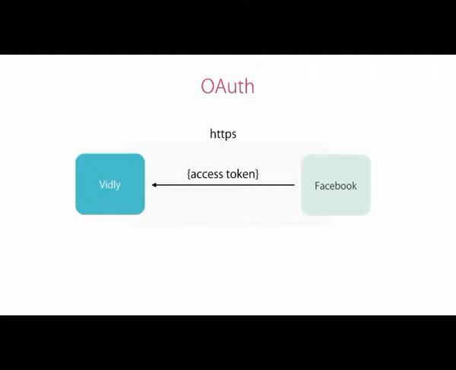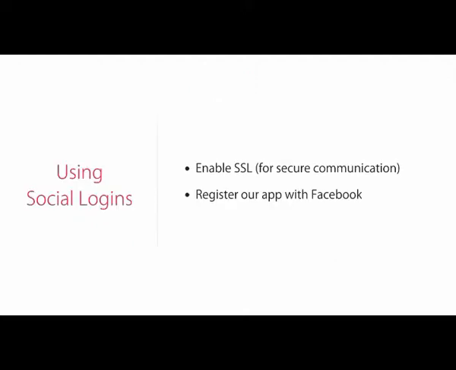And also, if you come across OAuth, you know what it is and how it works. Okay, now let's look at the mechanics. In order to use social logins, there are two steps we need to make. First, we need to enable SSL, so our communication with Facebook will be on a secure channel. And second, we need to register our application with Facebook to get an application ID and a secret. So in the next video, I will show you how to do these steps.